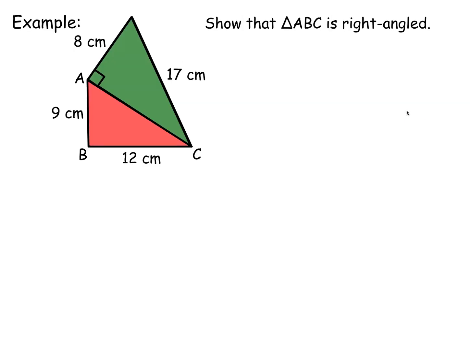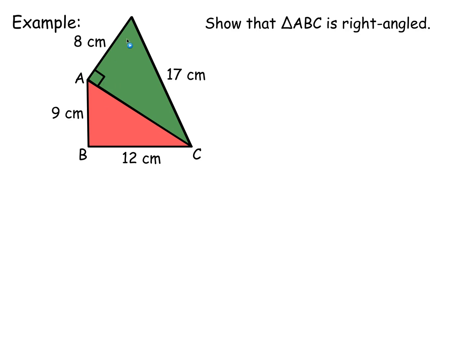Now here's a harder example. Show the triangle ABC is right-angled. That's a red triangle. To show it's right-angled, you need to show that Pythagoras works on it. But you've got this side missing. You don't know AC. You need to know all three sides.